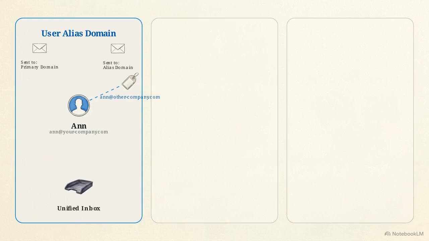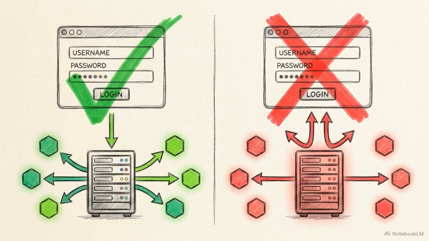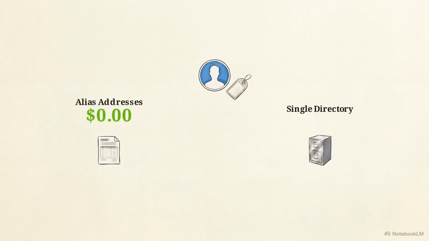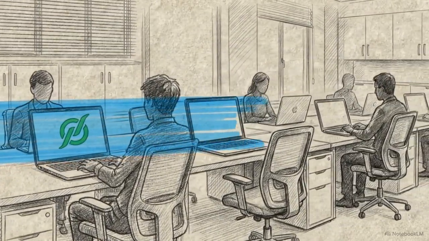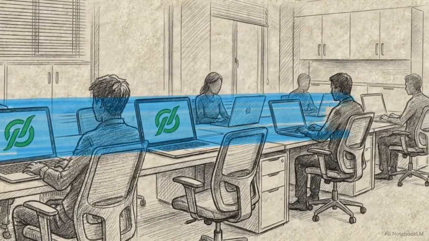The first model is the user alias domain. It maps an alternate domain onto existing user accounts, automatically generating an equivalent address on the new domain. Messages sent to either address deliver straight into a single unified inbox. The authentication process remains static. The user continues to log into Google Workspace and create new documents using their primary email identity, not the alias. Because you are not creating new user identities, alias addresses incur no additional cost per user and do not require a separate directory structure. User alias domains are strictly designed for rebranding your existing user base or providing alternate contact addresses. They are not for onboarding new groups.